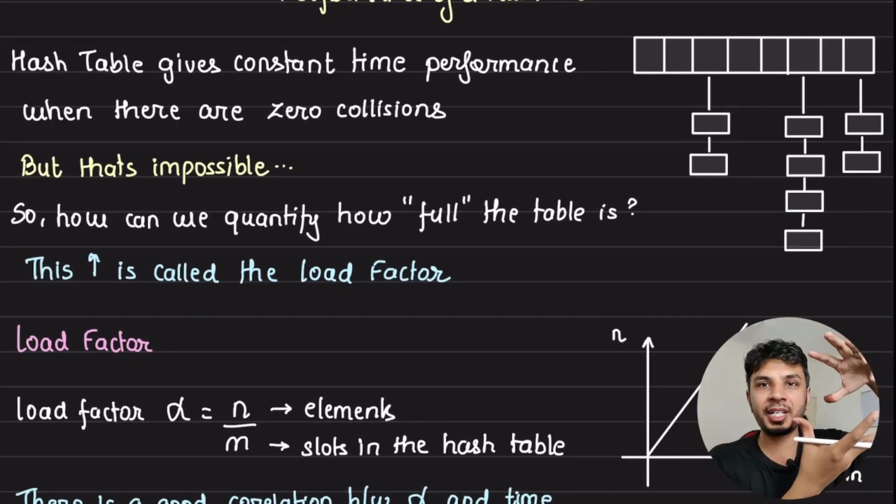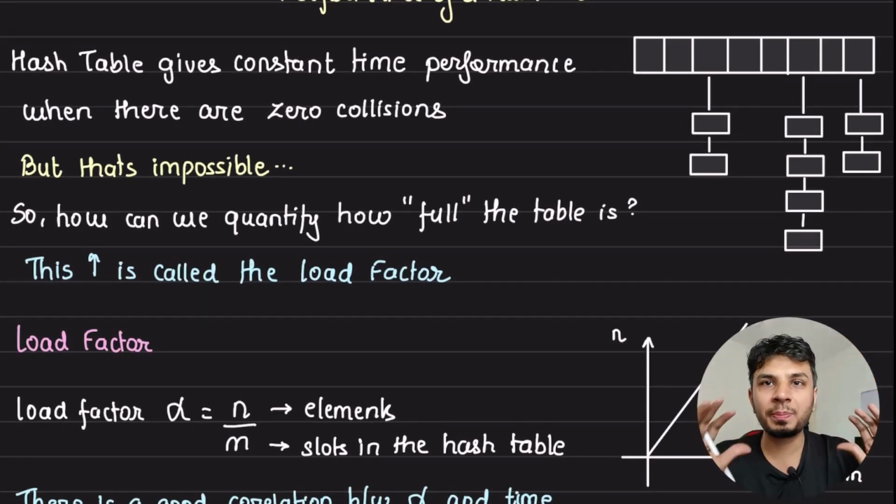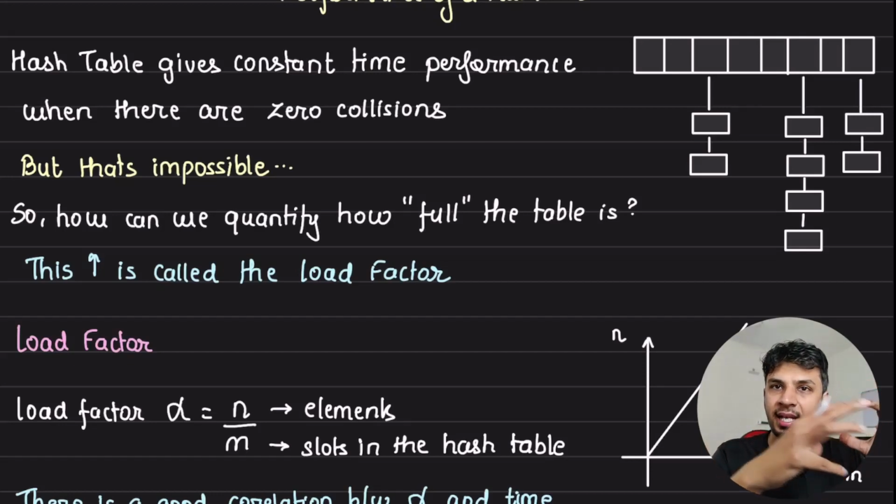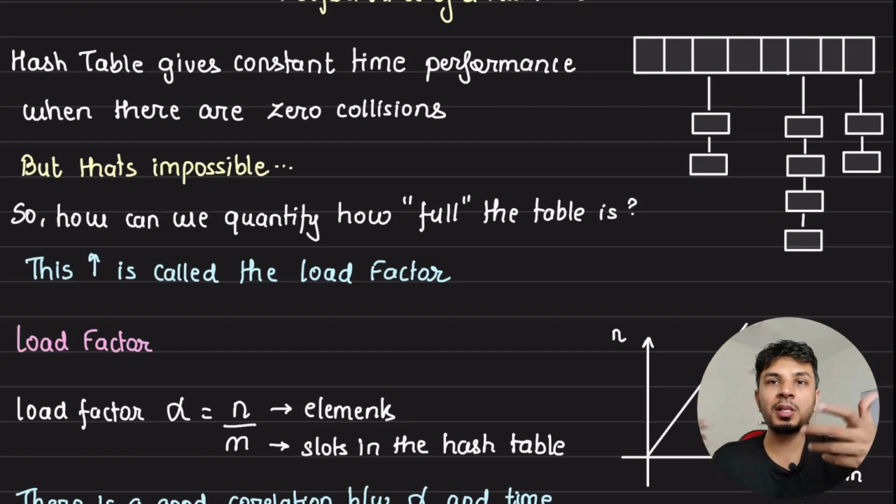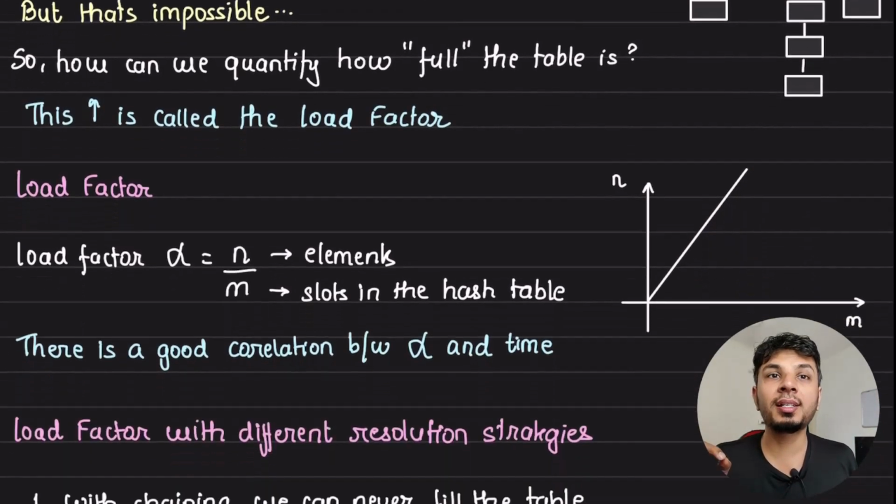You have a large application key range that you are trying to fit into this small space. So there is bound to be collisions. And we know that as the hash table gets filled, the performance would degrade. So how do we know that my hash table is full? We need a way to quantify it. The way through which we quantify this is called the load factor.